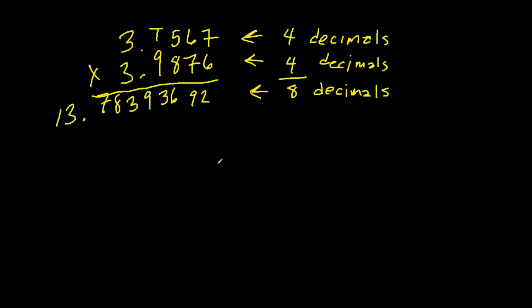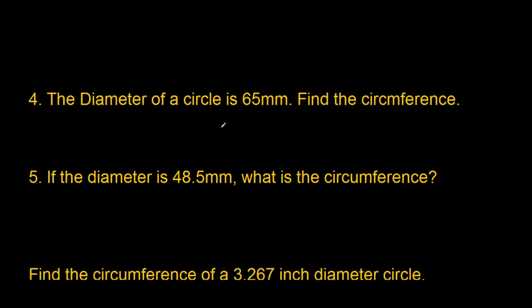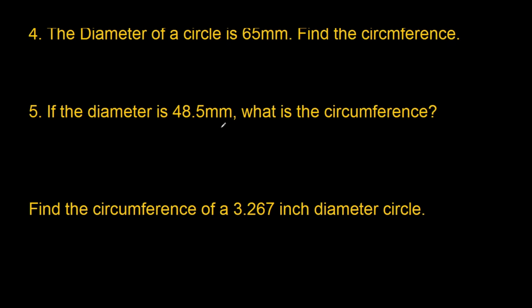Now we'll be using a calculator for these next ones because I want to go over this circumference formula with you in a couple of different ways. Circumference is pi times the diameter. Pi is 3.1416 is what we're using for these particular questions. And the diameter of a circle, it says, is 65, so 65 is the diameter, times pi, which is 3.1416.